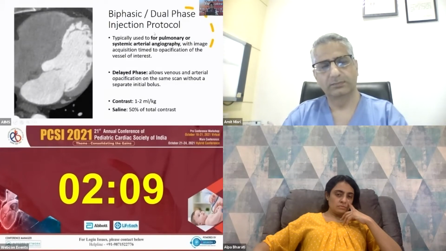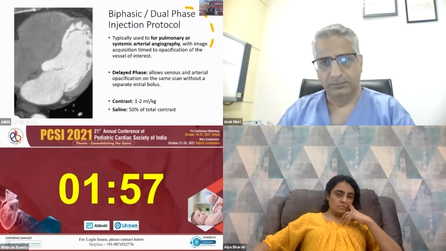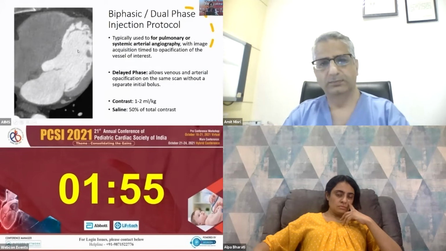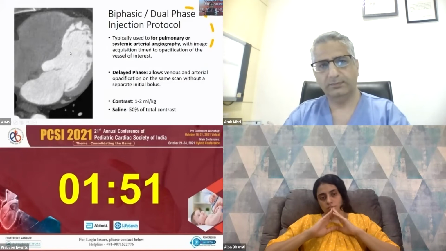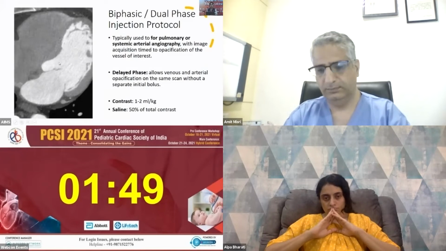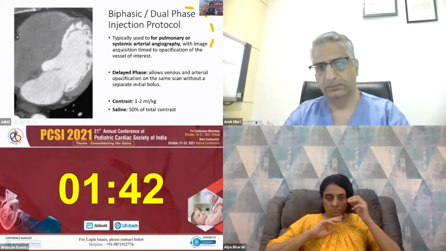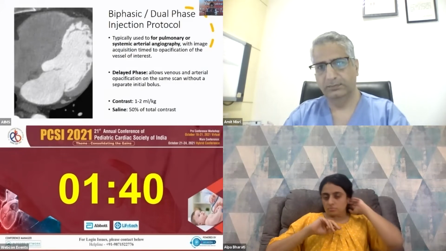So you can see the image on the left, there is no contrast in the right side of the heart, but a lot of contrast on the left side. This is something which we will do if we are interested in seeing the left side of the heart, or if we want to see the aorta, or if we want to see the coronary arteries. We do not want any contrast in the right side to produce artifacts precluding the visualization of the right coronary artery.